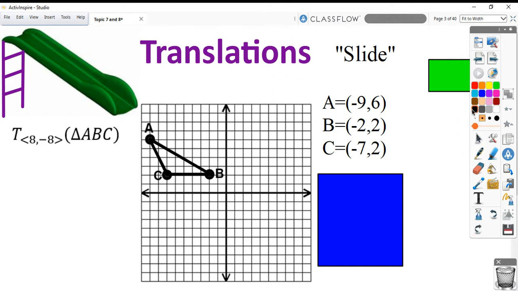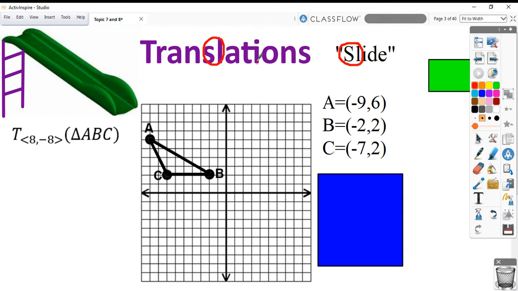That's the first blank that needs to be filled in on the notes packet. And the way you can remember that and not get it mixed up with any of the other transformations is that slide starts with SL, and you've got that same SL right here in the middle of translation. So a translation is a slide. I'll try and emphasize that as we move along.